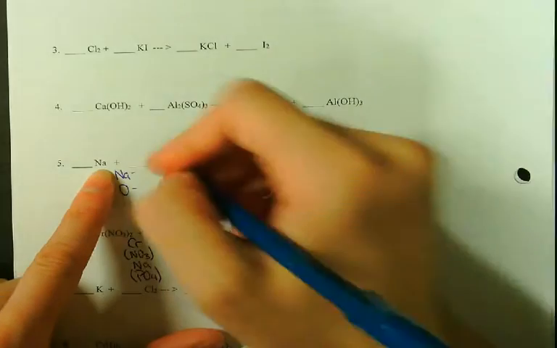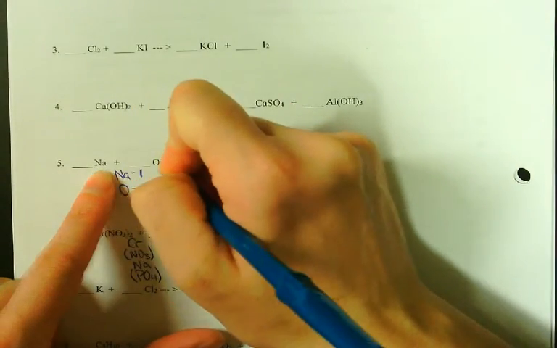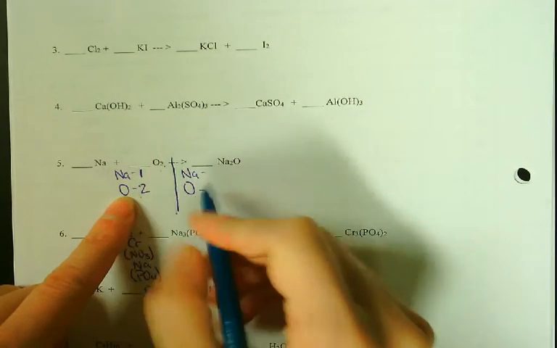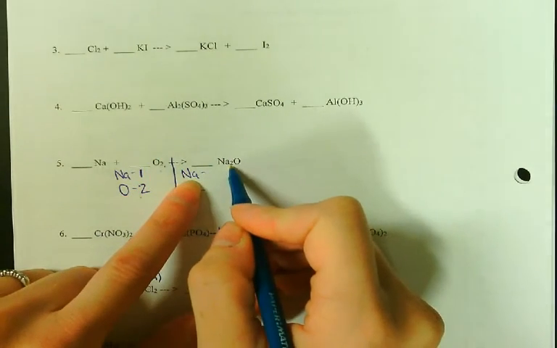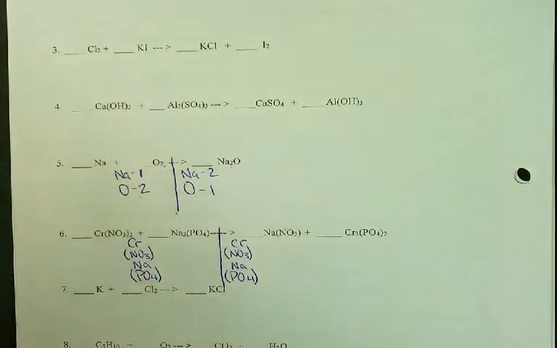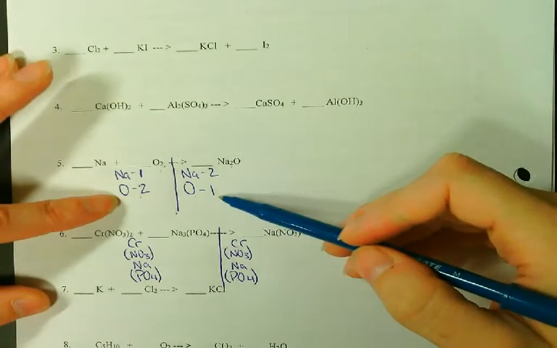Right now, I don't have any numbers shown, which means I have 1 sodium and O2 right there, which means I have 2 oxygen. On my product side, I have 2 sodiums and 1 oxygen. So I taught my class to balance from the top down, but always leave oxygen for the last.